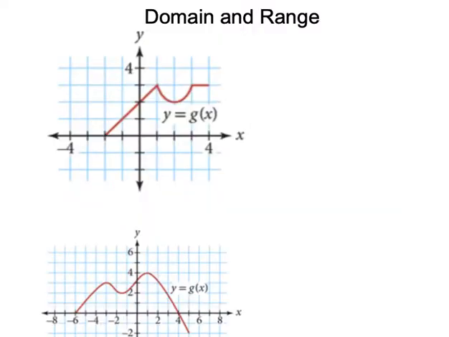All right, now let's talk about domain and range. We hit on it just a little bit in chapter 1. So as a review, a domain lists all the possible x values, and the range hits all the possible y values.